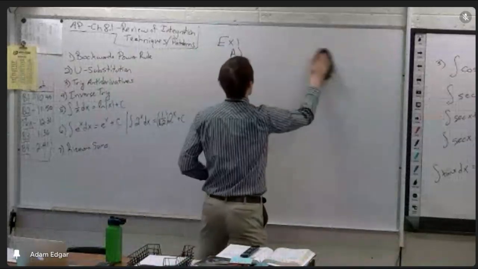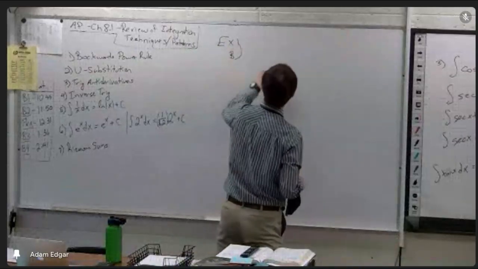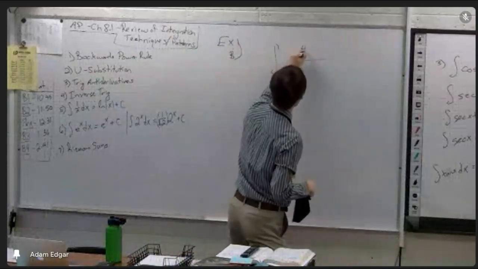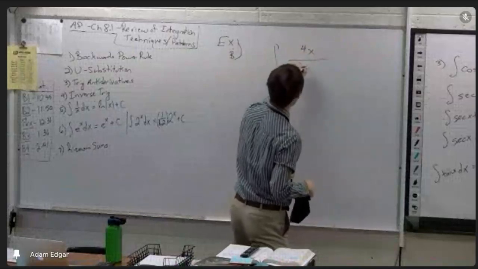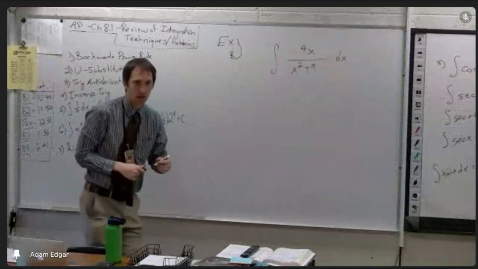All right, next one, similar. Integral of 4x over x squared plus 9 dx. So same thing, but now it's a 4x up top instead of just a 4.